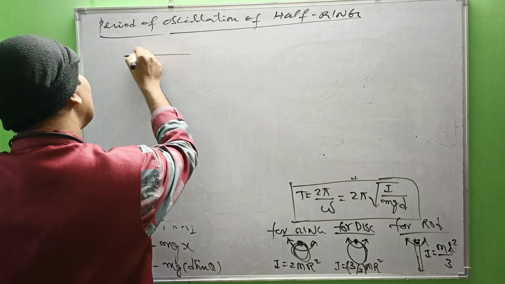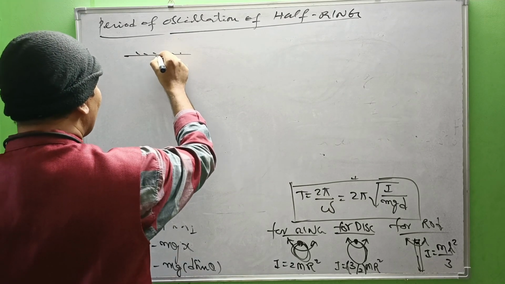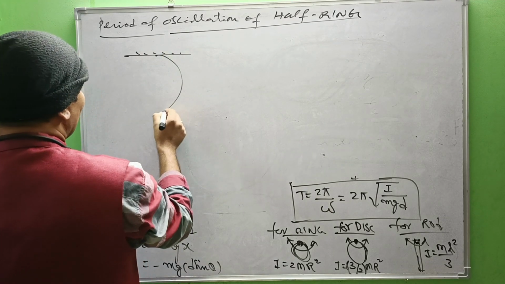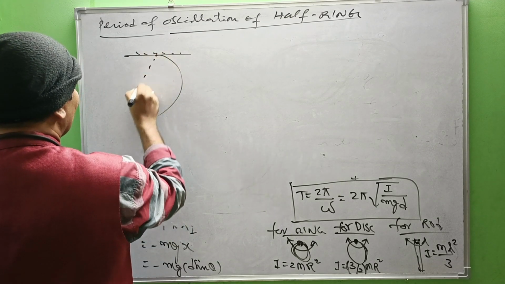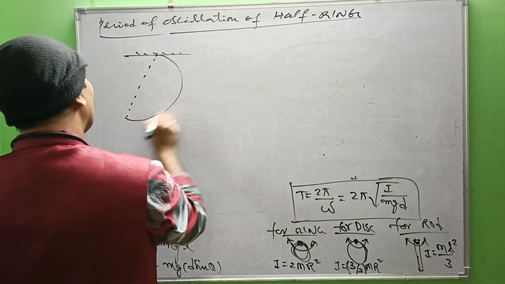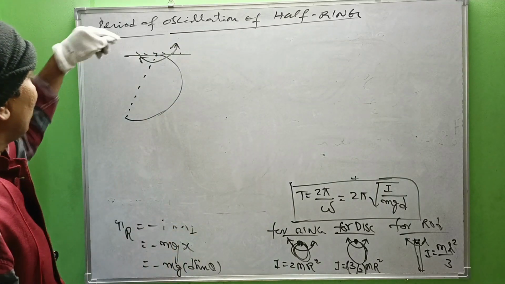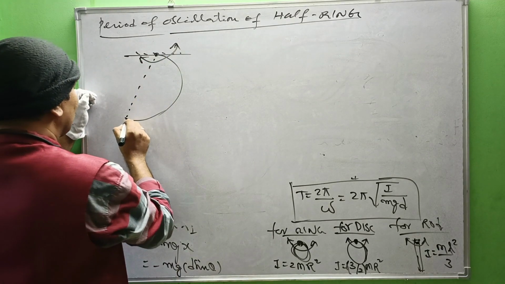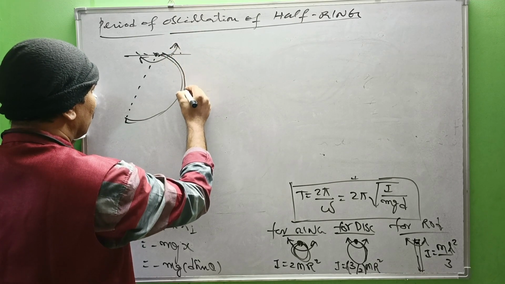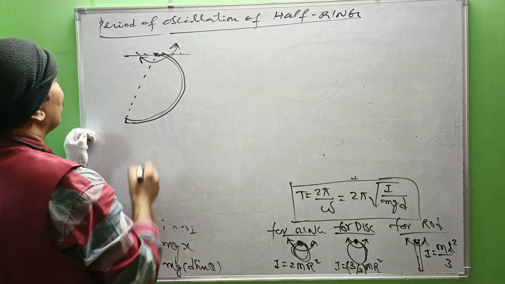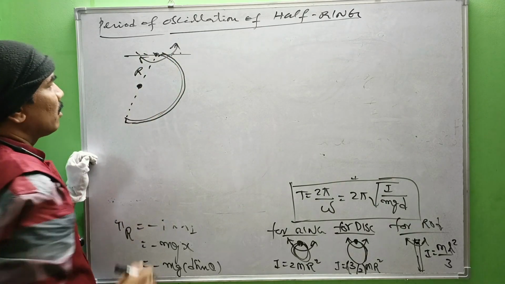See, this is the ceiling. Now this is the half ring, hanging like this. It is going to oscillate about the hinged point. See, this is the hinged point. Now what is the radius here? R. From here to there R, here to there also R.